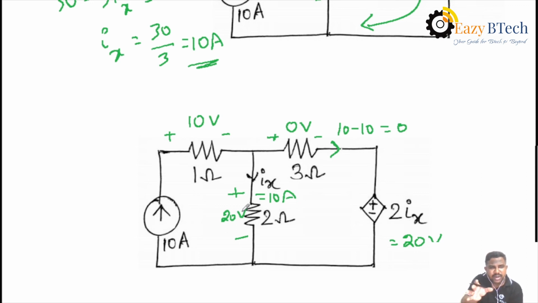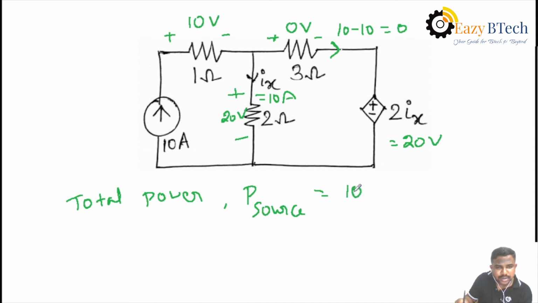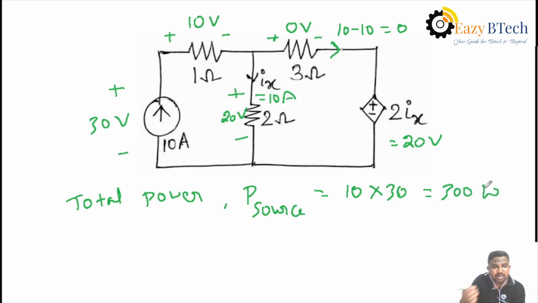Then we know every branch current and we know every branch voltage. Okay. Then you can verify Tellegen's theorem. From Tellegen's theorem, the total power, that is P source, equals 10 into, what is the voltage here? The total voltage is 10 volts plus 20 volts. That is, across the 10 ampere source we have a voltage of 30. That is V into I, that is 10 into 30. The power in the source is 300 watts. That is the power value in the source.